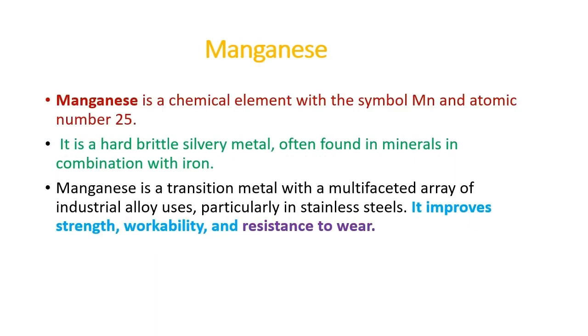Another important element is manganese. Manganese is a chemical element with the symbol Mn and atomic number 25. It is a hard, brittle, and silvery metal often found in minerals in combination with iron. Manganese is a transition metal with a multifaceted array of industrial alloy uses, particularly in stainless steels. It improves the strength, workability, and resistance to wear. Manganese is used in carbon steel also, and it mainly increases the resistance to wear, and also improves the strength and workability.